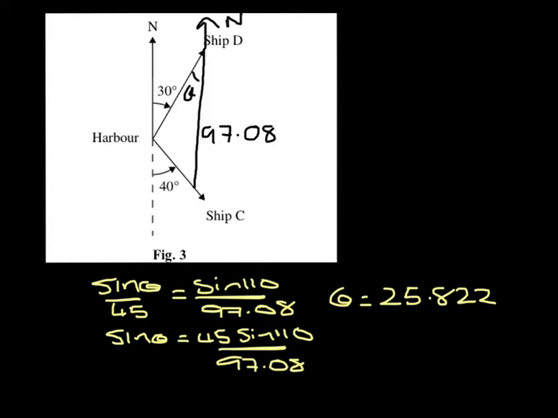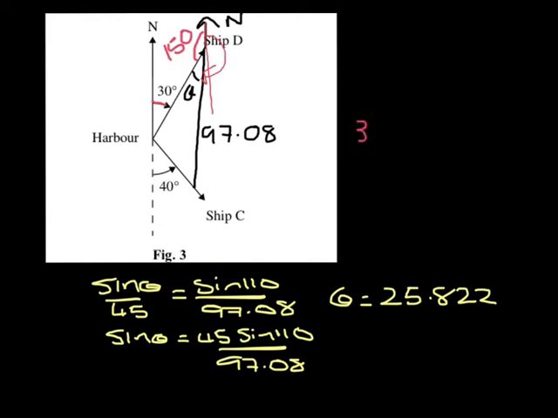Now we need to look at how we're going to find the bearing. And the bearing is an angle measured from north. So if I extend my north line down, I can see that the angle I want is marked on the diagram. Using my parallel lines, I can also mark on that this angle is 30 and this one must be 150.